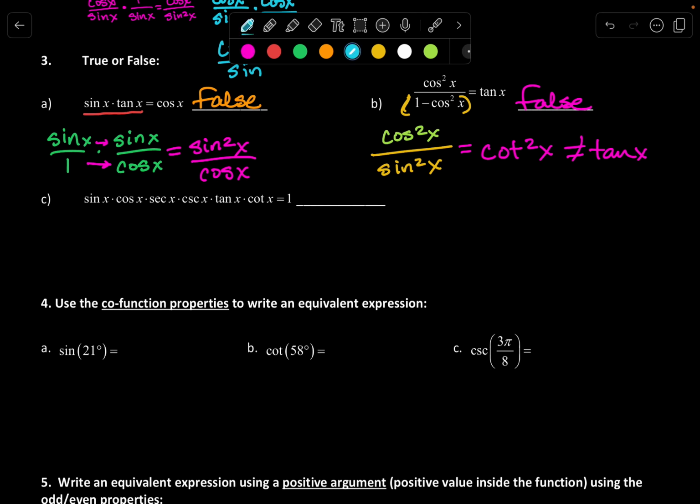Lastly, you've got to know your reciprocals here for C. I've got sine x times cosine x times secant x times cosecant x times tangent times cotangent. So I've got all the pairs of reciprocals in here. Tangent and cotangent multiply to give me 1. Sine and cosecant multiply to give me 1. Cosine and secant multiply to give me 1. 1 times 1 times 1 equals 1. So the whole left side does equal 1. So this is true.